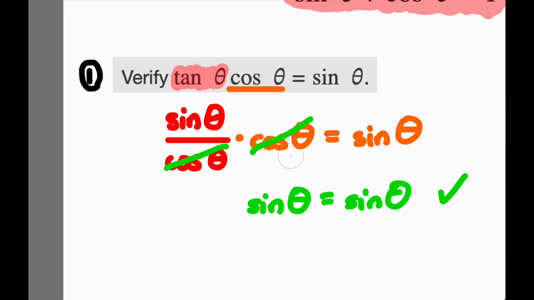Note that I only really messed with one side. I messed with the left side, the tan theta times cosine theta. So ideally when you're doing these, you are always going to want to just mess with one side. The other side should just be left alone and just kind of be there to be proved. So I simplified the left side to be sine theta. It's equal to sine theta. It checks out. It is officially verified.